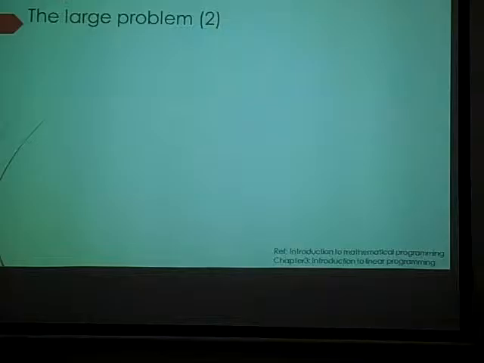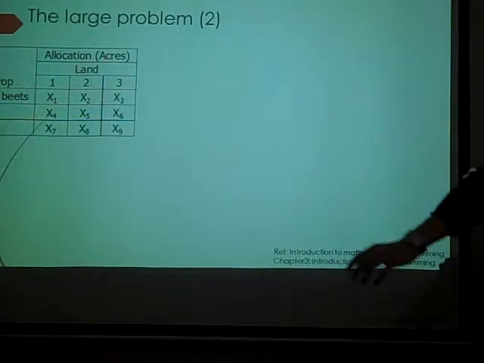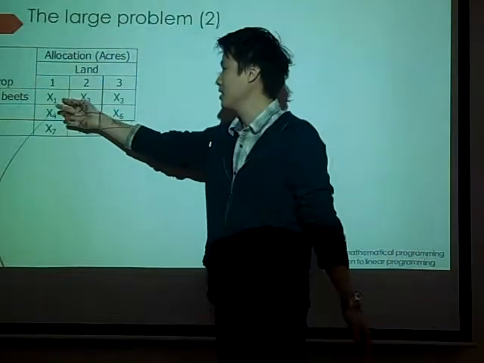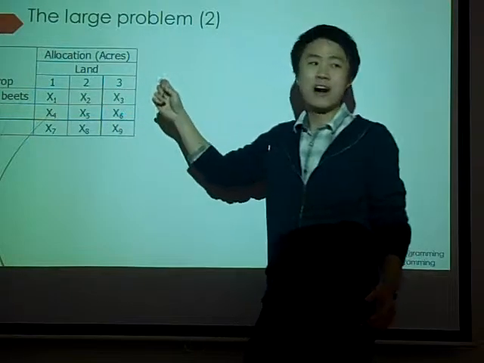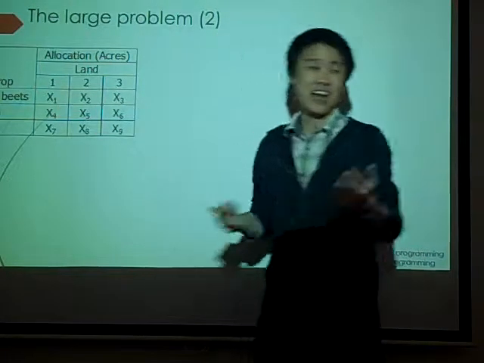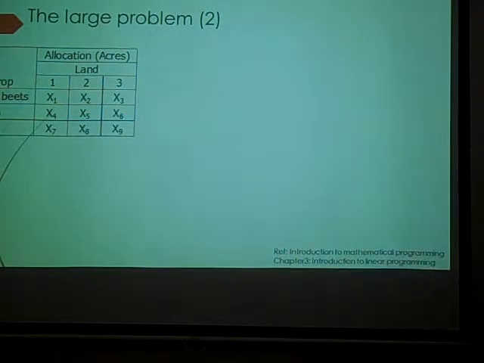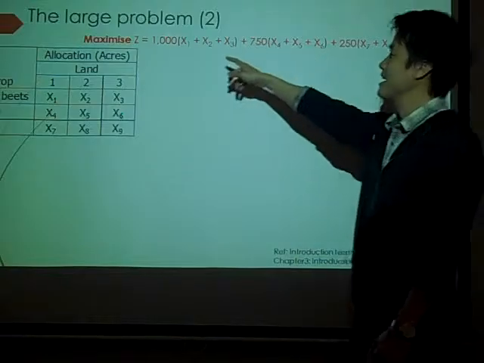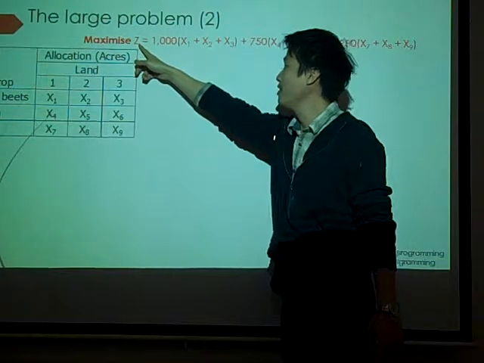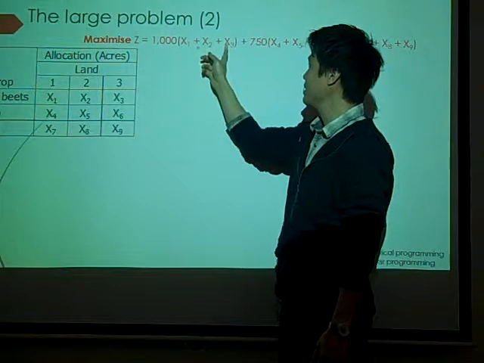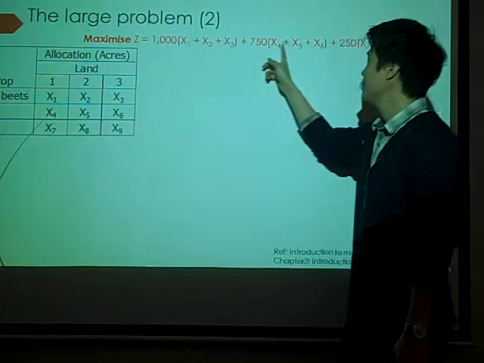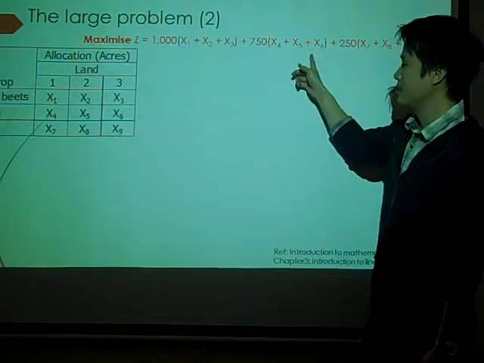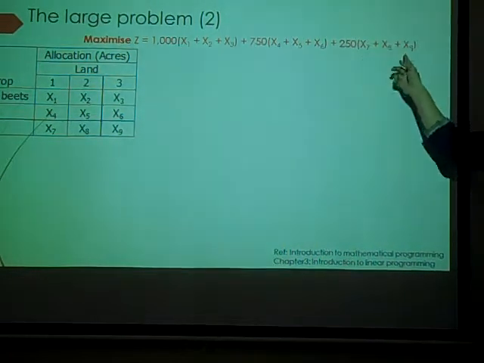Okay, so let's begin with allocating the variables. Now we have 9 variables. How can we solve it? And we need to maximize the profit. This is the sugar beets, it's 1,000. And second is cotton and rice.